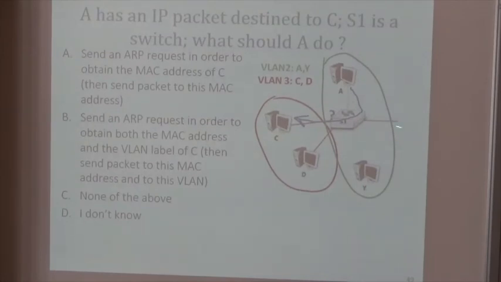A should not send an ARP to C. What if A has a packet to send to C, what should A do? It should have a next hop router. It should send it to a router. So hopefully on this green VLAN, there is a router somewhere. If there is not, you're stuck.